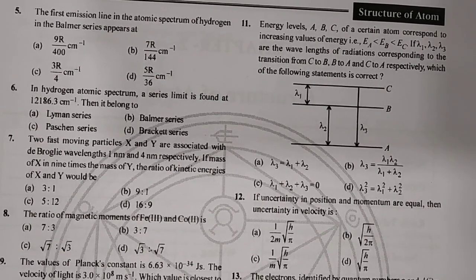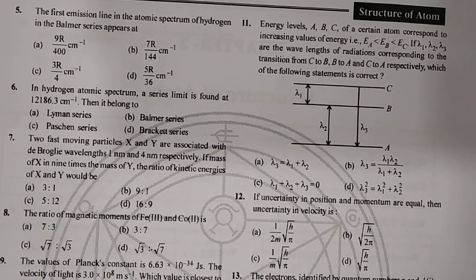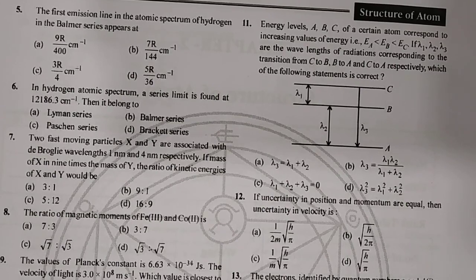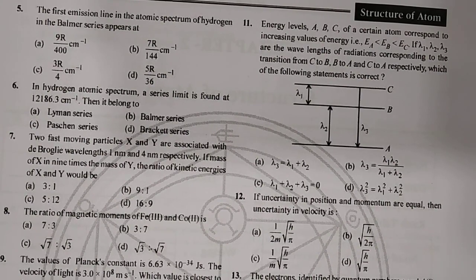Question number 11. Energy levels A, B, C of a certain atom correspond to increasing values of energy, that is EA is less than EB is less than EC. If lambda 1, lambda 2 and lambda 3 are the wavelengths of radiation corresponding to the transitions from C to B, B to A and C to A respectively, the following statement is correct. कौन सा स्टेटमेंट सही है?